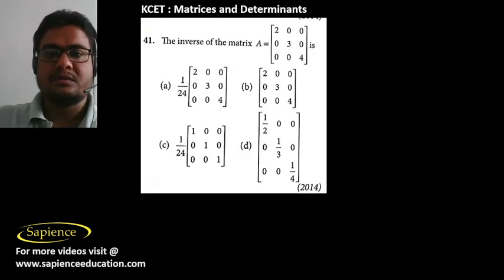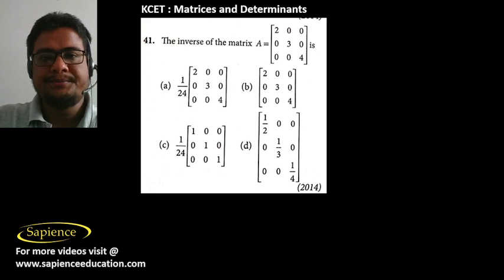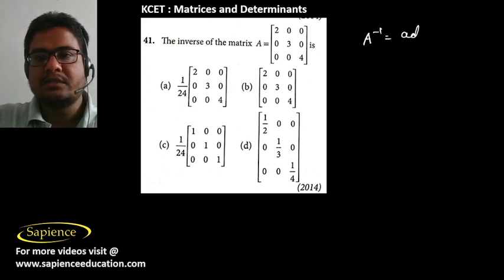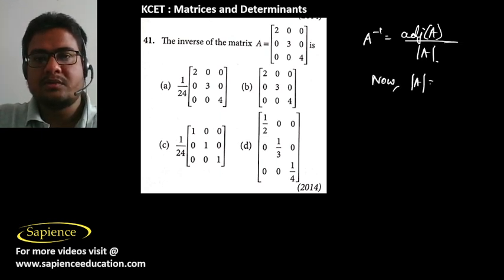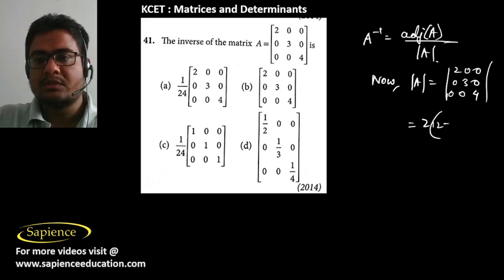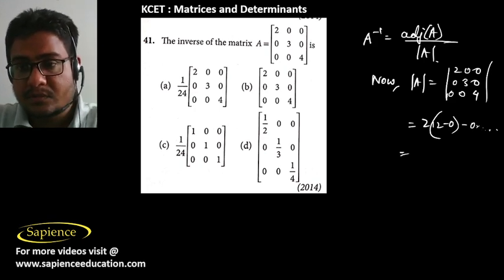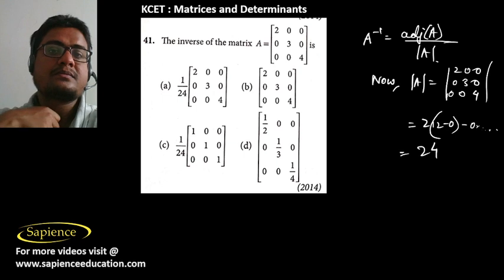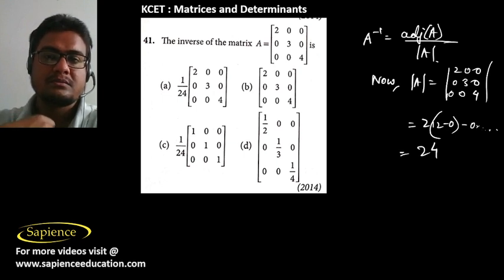The inverse of this matrix we have to find. So we know that the inverse of the matrix A is given by the adjoint of A divided by the determinant of A. Now the determinant of A will be equal to the determinant of 2 0 0, 0 3 0... This will be equal to 2 into 3 4s are 12 minus 0, then minus 0 into something, that will be 0 only, plus 0 into something, that is 0. That will be equal to 24.